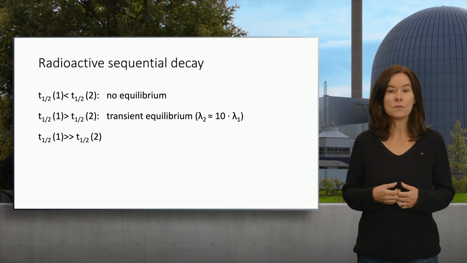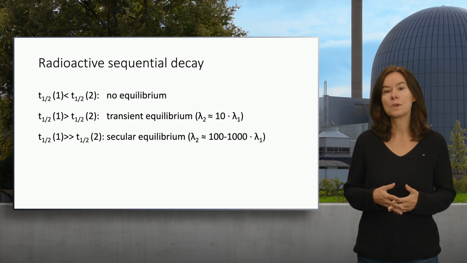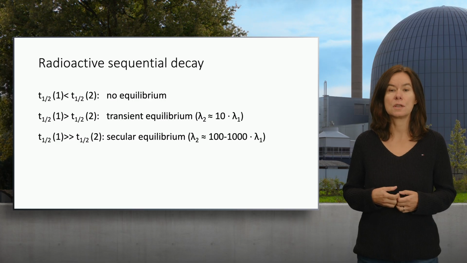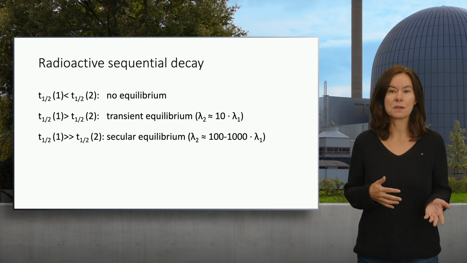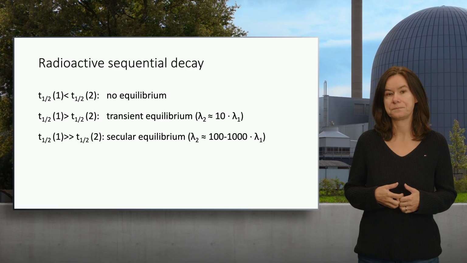In cases where the half-life of the mother is much longer than that of the daughter, the mother and daughter will attain the so-called secular equilibrium. In the case of secular equilibrium, the decay constant of the daughter is at least 100 times larger than that of the mother. Keep in mind that distinguishing between transient and secular equilibrium is not always straightforward. Fortunately, for most activity calculations at a given time, selecting the wrong option will only result in minor differences.